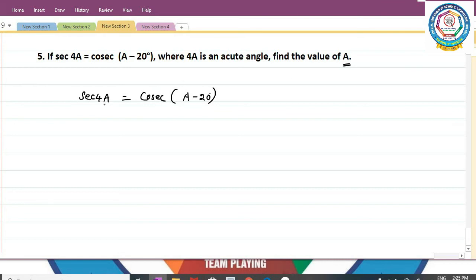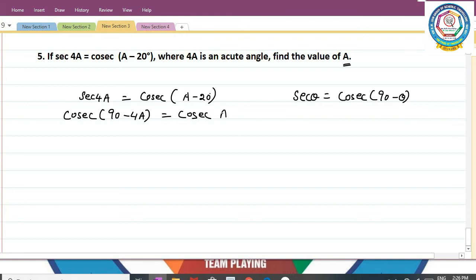So here secant 4A is there. This secant 4A I am going to change into a complementary angle. We know that secant theta is equal to cosecant of (90 minus theta). So here, in place of theta, 4A is there. So cosecant of (90 minus 4A) equals cosecant of (A minus 20 degrees).